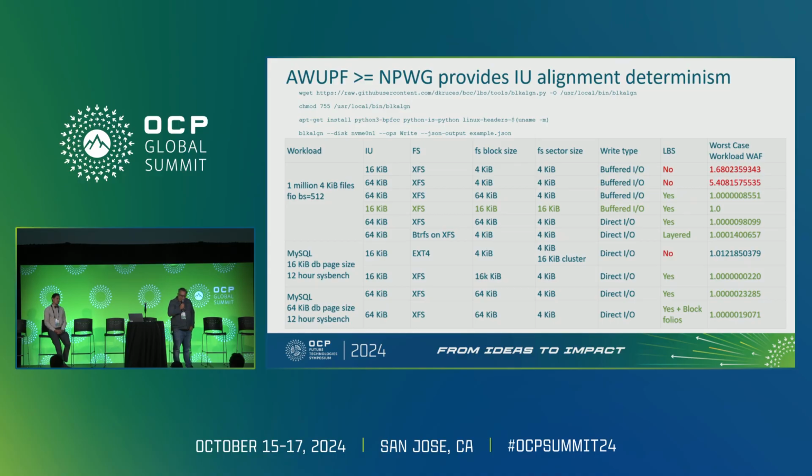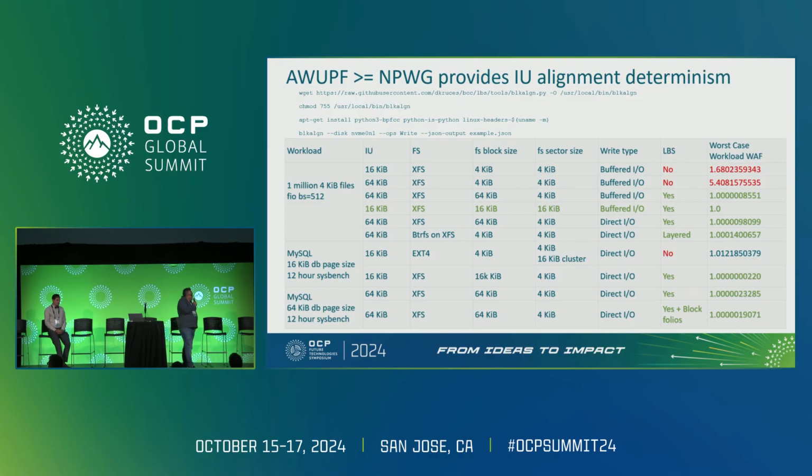What we can also do then is compute the worst case WAF that you would see, assuming that an unaligned write implicates a read modify write. Now, what you will see here is that there are 3 different workloads. One of them is using FIO to write 1 million 4K files, using BS equals 512. That essentially is telling FIO, write every 512 bytes from user space.